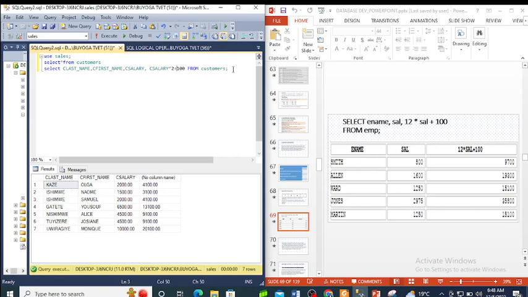Here we can say that let's take the salary of the customer, we divide it by 2, then we add 100, for example. We divide the salary by 2, then we add 100. You can see what has happened.